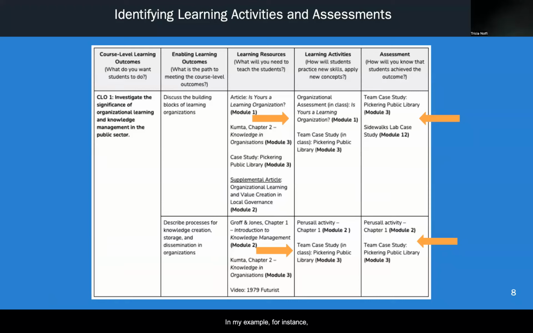In my example, for instance, I am thinking that in the 3rd module, I want to focus on the concept of knowledge management and how organizational learning supports knowledge management. That's my first concept. And then I also want them to focus on the creation, storage, and dissemination of knowledge. That's the 2nd concept. So I have chosen a case study that will be completed in parts, with the practice application component alongside a lecture in class, and then a team component that will be graded.